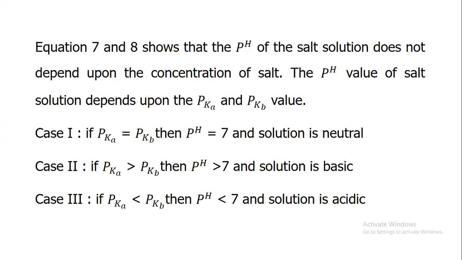Equations 7 and 8 show that the pH of the salt solution does not depend upon the concentration of salt. The pH value of the salt solution depends upon the pKa and pKb values. So case first, if pKa equal to pKb, then pH equal to 7 and the solution is neutral. Case second, if pKa is greater than pKb, then pH is greater than 7 and the salt solution is basic. Case third, if pKa is less than pKb, then pH is less than 7 and the solution is acidic.